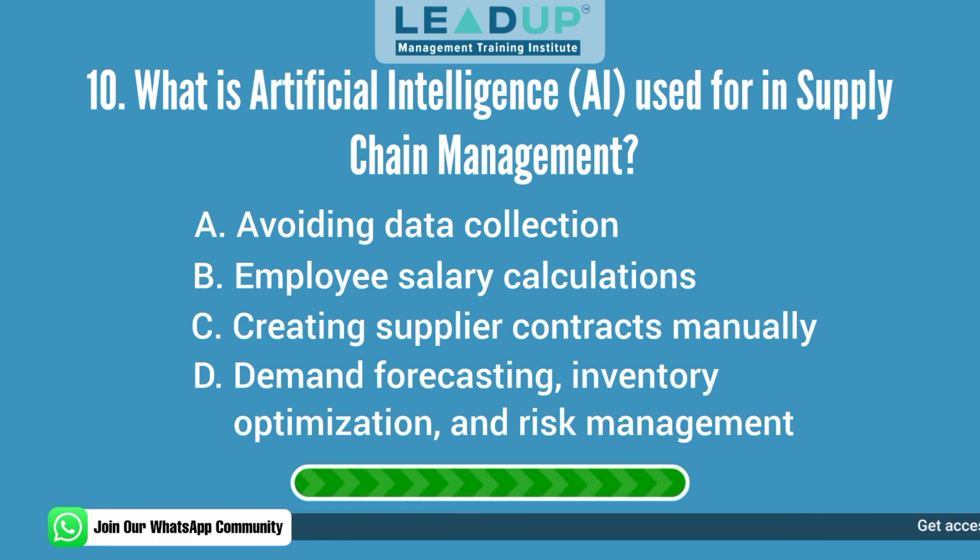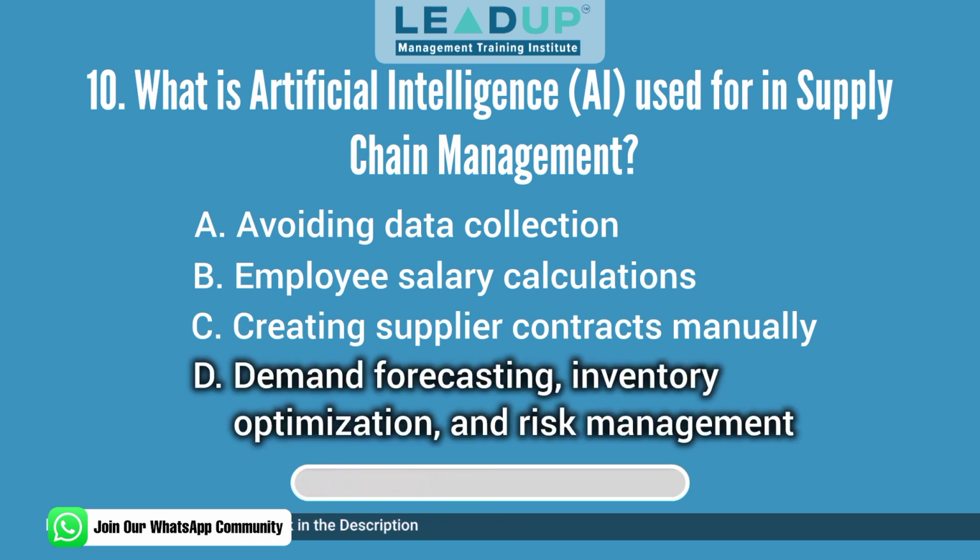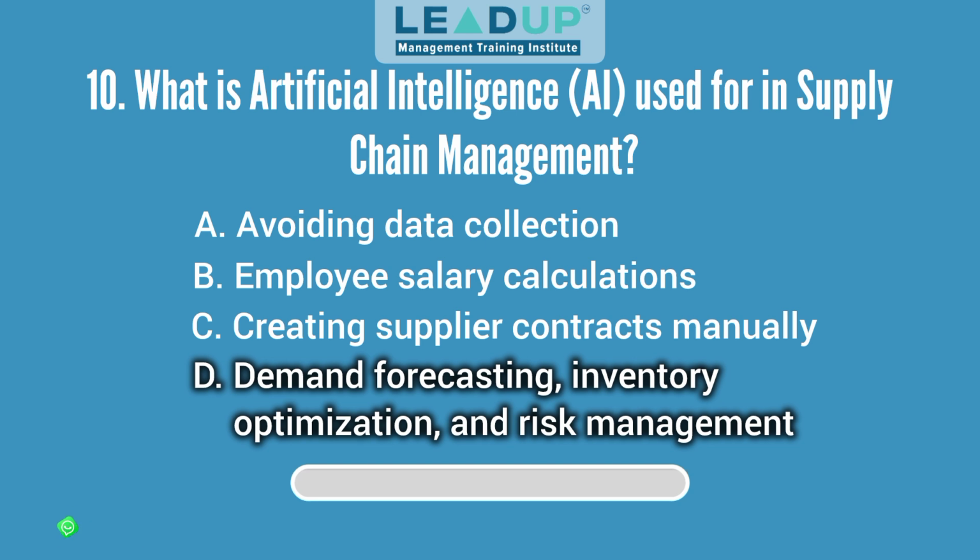10. What is artificial intelligence, AI, used for in supply chain management? A. Avoiding data collection. B. Employee salary calculations. C. Creating supplier contracts manually. And D. Demand forecasting, inventory optimization, and risk management. Answer: demand forecasting, inventory optimization, and risk management.